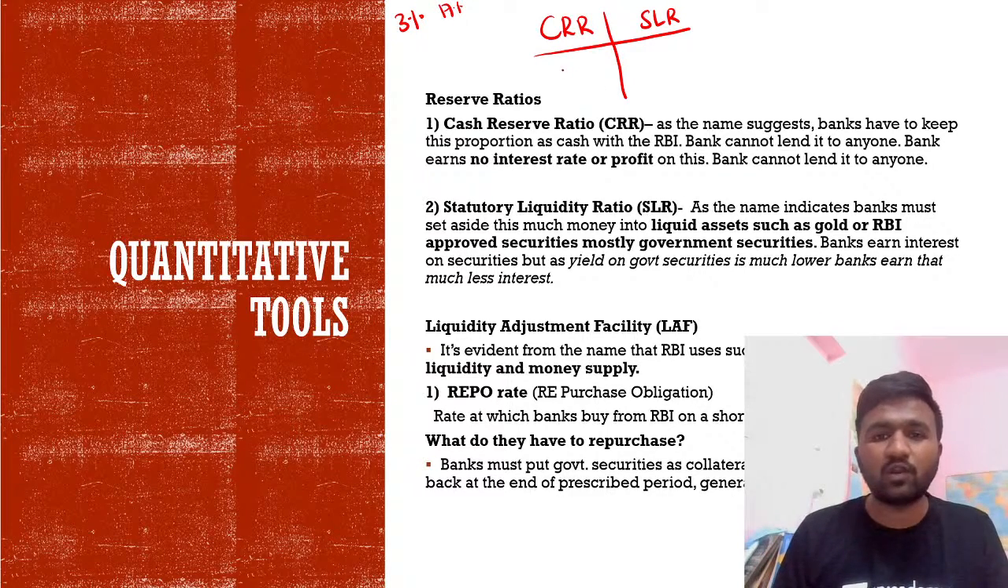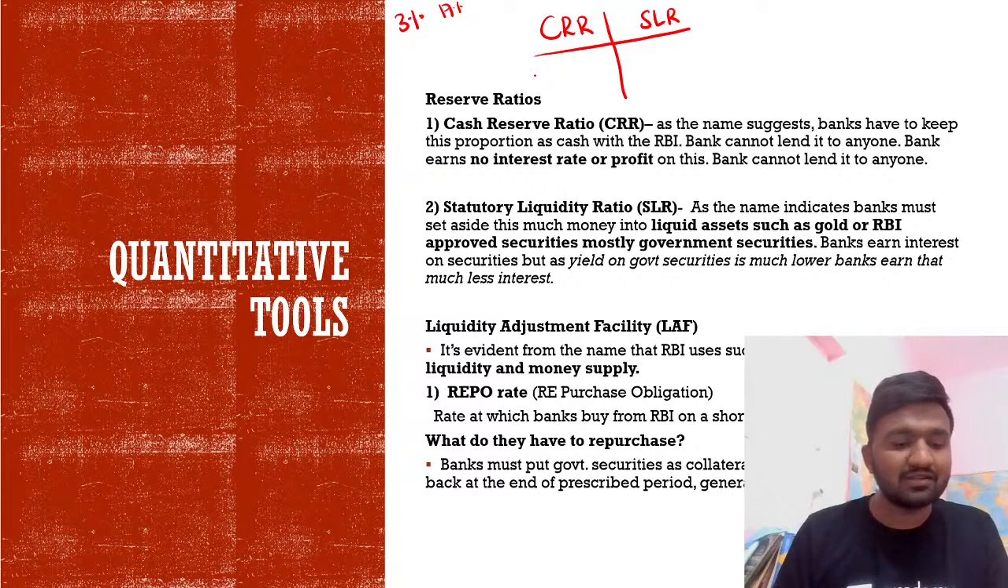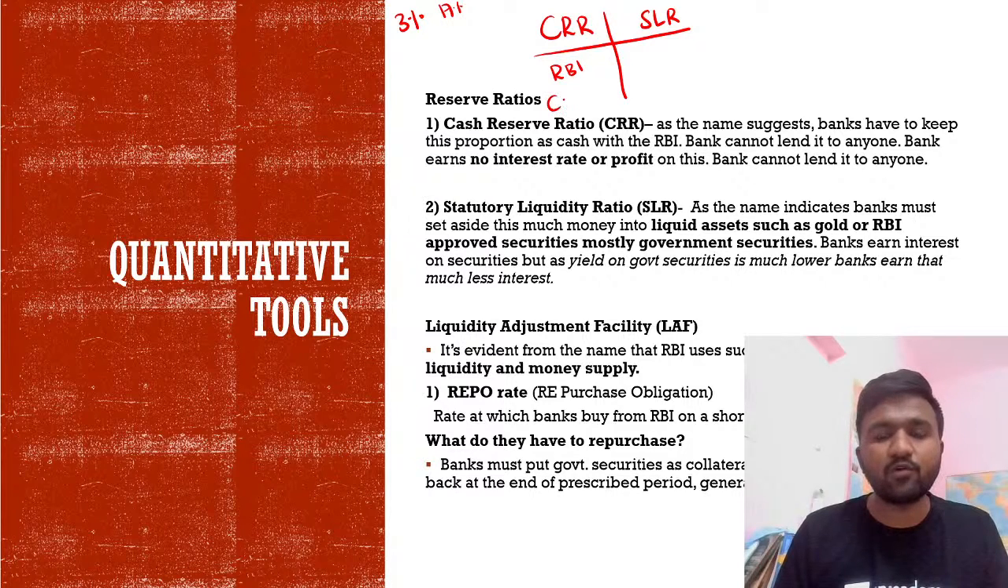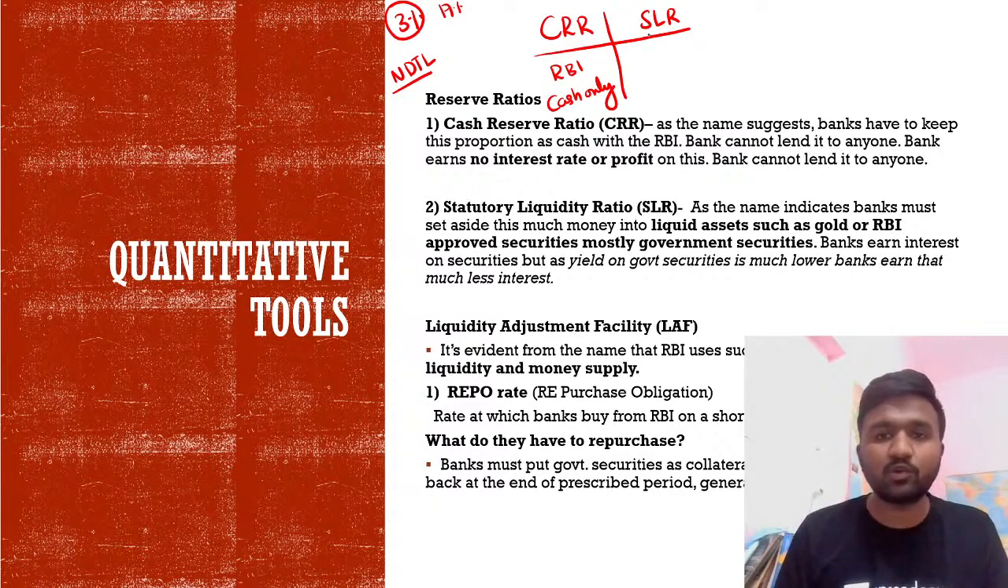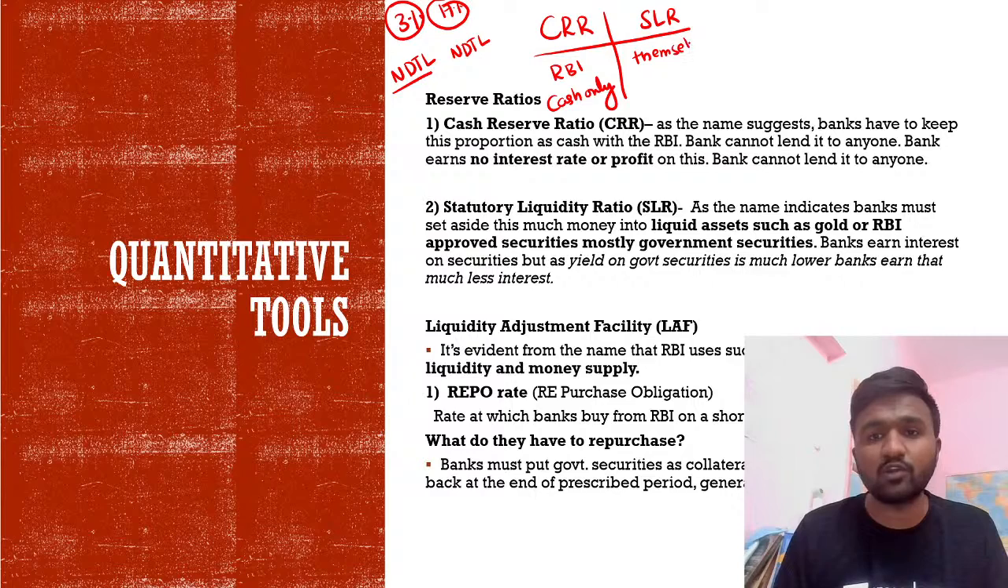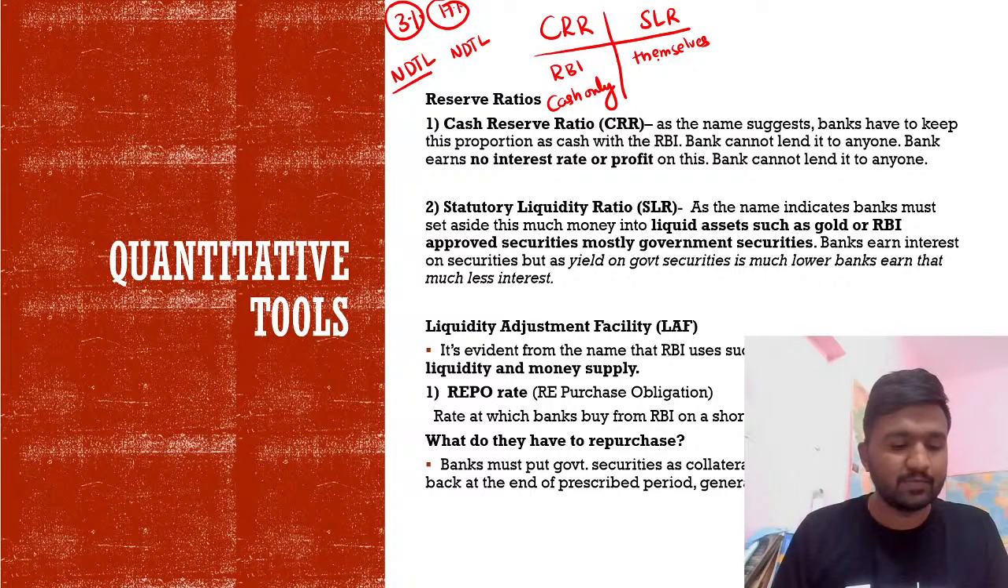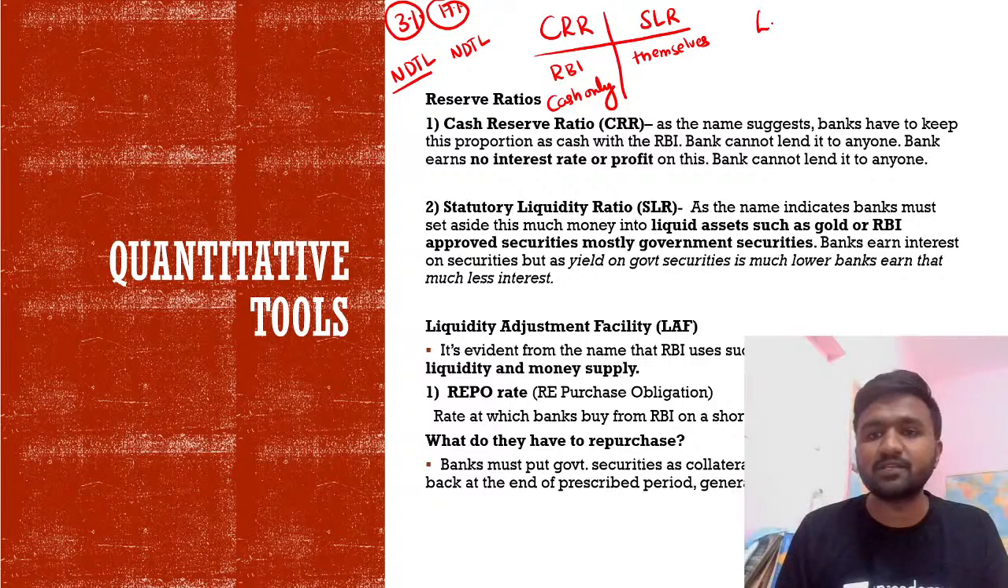So what happens? What is CRR? CRR is that amount the bank should go and keep with RBI in the form of cash only. 3% of their net demand and time liability, they should keep with RBI in the form of cash only. Then what is SLR? This is 17% of net demand and time liability. They can keep it with themselves, but they should not give this as loan. Liability means deposits.